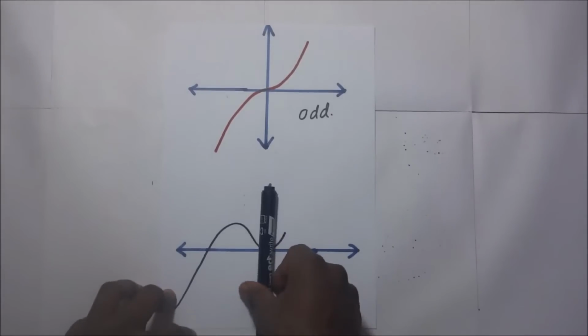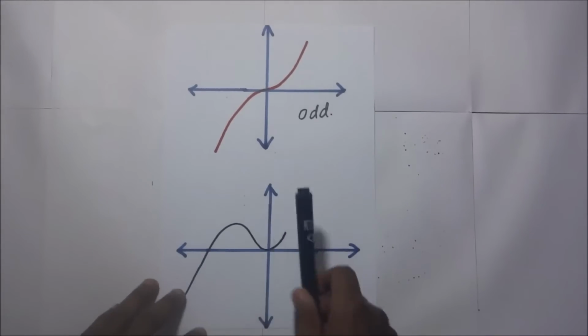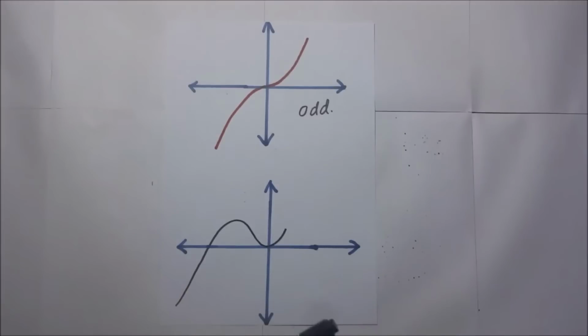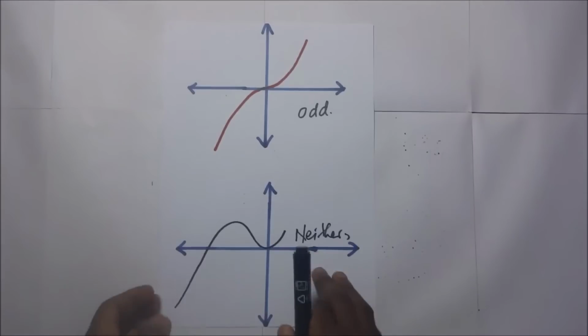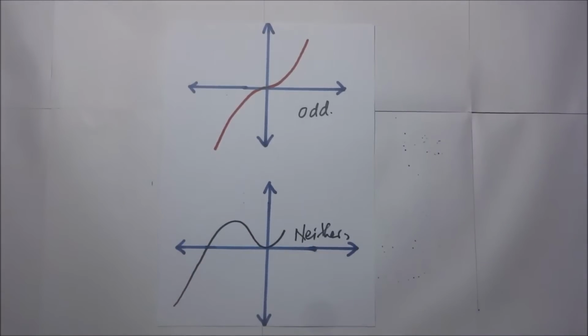This one is not symmetrical about the y-axis. It's also not symmetrical about the origin. So this one is neither odd nor even. So we have taken note of that. When we want to identify graphs that are representing odd or even functions, the key thing to take note of is this: odd functions are symmetrical about the origin, or they have a rotational symmetry about the origin, and even functions are symmetrical about the y-axis.